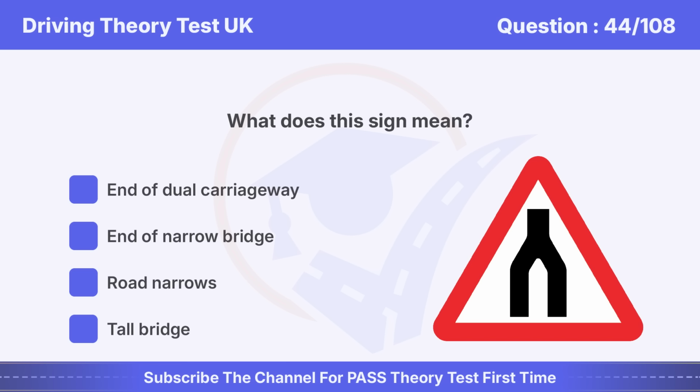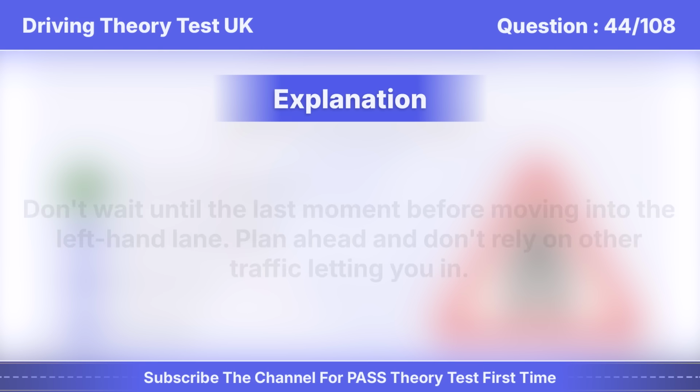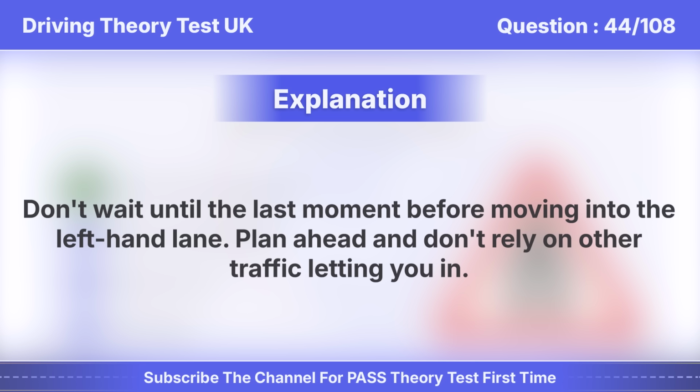Question 44. What does this sign mean? Answer is A. End of dual carriageway. Don't wait until the last moment before moving into the left-hand lane. Plan ahead and don't rely on other traffic letting you in.